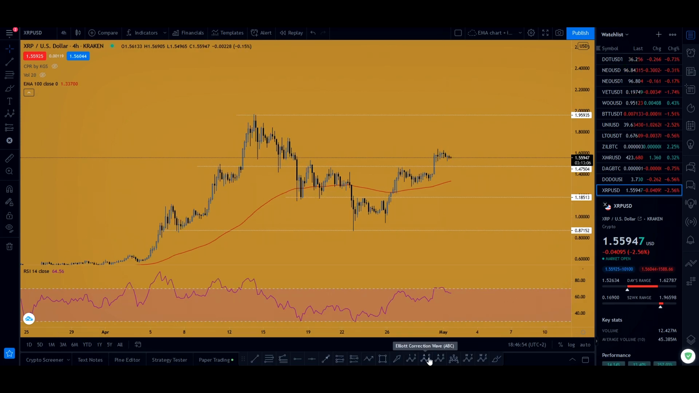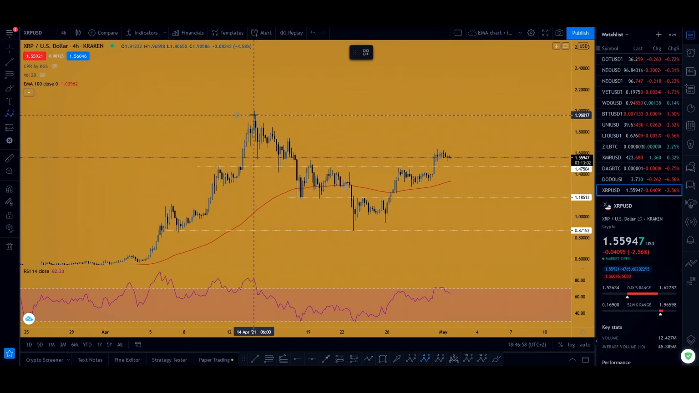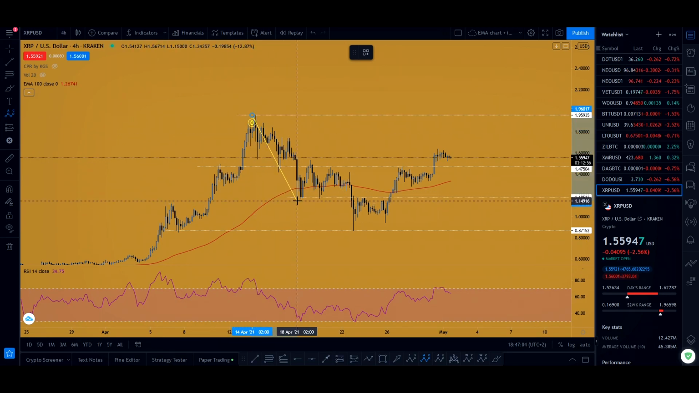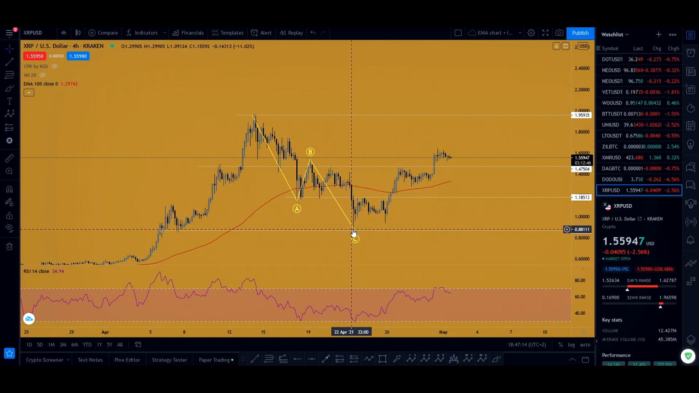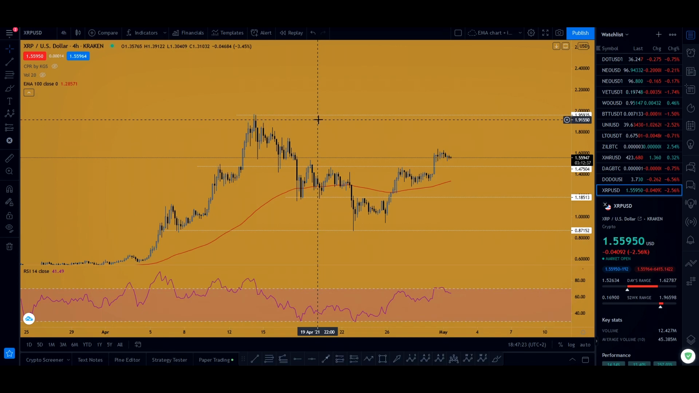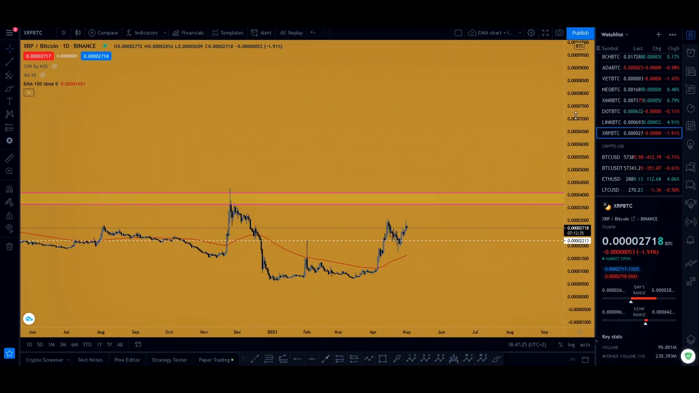If we look at the Elliott wave correction ABC, we had a clear ABC correction after this push up, which was pretty much expected. So we have our A here, B, and C. This is our ABC correction, and after this ABC correction, as you can see, we started moving back up and we continued upwards.